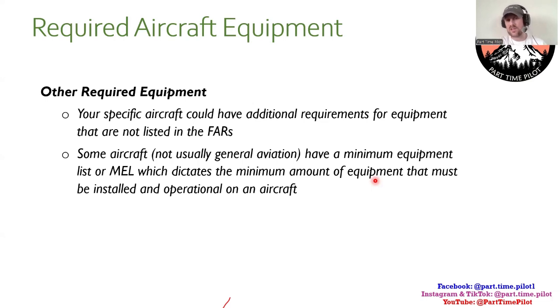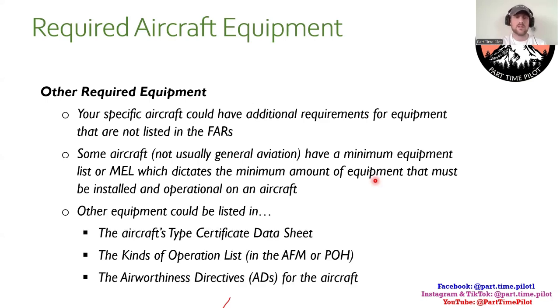But general aviation trainer aircraft usually don't have an MEL. But if it did, it may list additional equipment that is required for that aircraft. Other equipment could be listed in the aircraft type certificate data sheet. So if you got type certified, it would list the specific equipment you would have to operate under that type certificate. And it might be something other than what was in FAR 91.205.